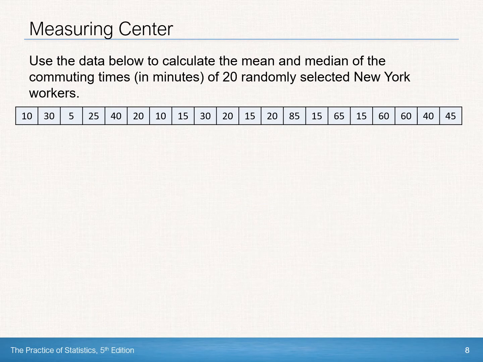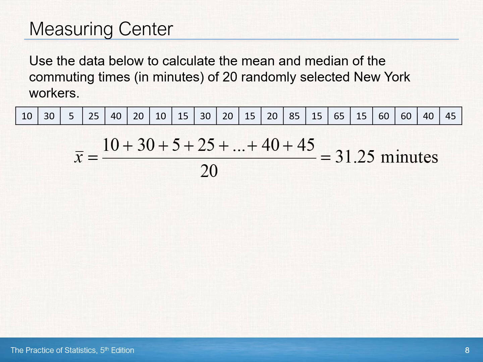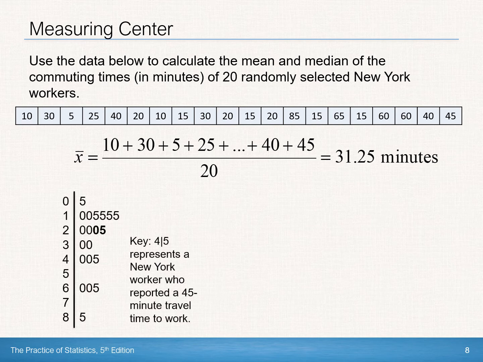Alright, so let's try this. Use the data below to calculate the mean and median of commuting times in minutes of 20 randomly selected New York workers. So for the average, I'll just add everything up and divide by 20. I know that's how many there are, for an average of 31.25 minutes.